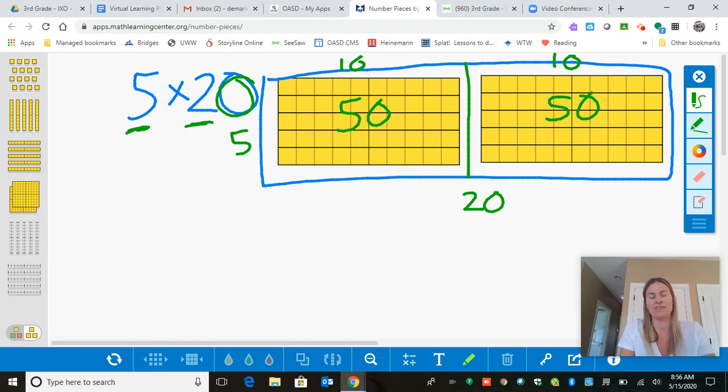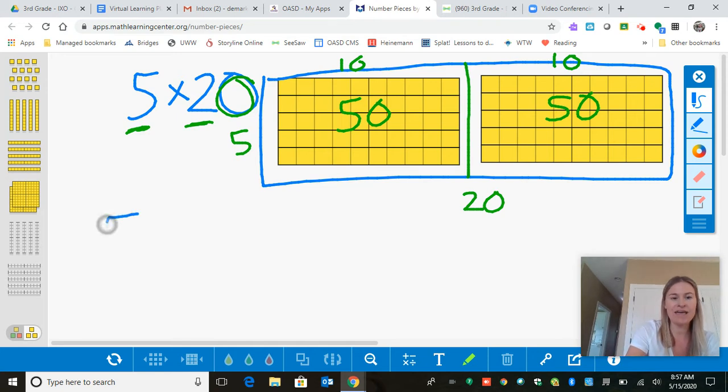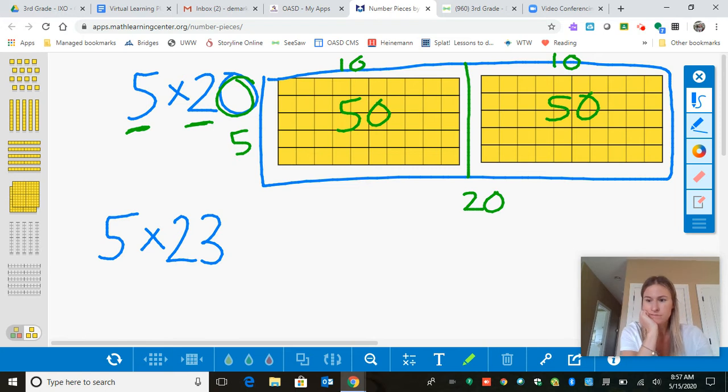I don't know this trick that you're talking about, but it seems to be working. So 5 times 20 is 100. Now, what would happen if our next problem was 5 times 23? You should have a bunch of problems written on your paper to then figure out how we would do this. Pause the video if you need to so that you can really work to solve this.